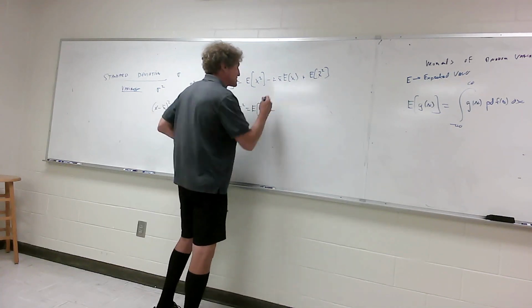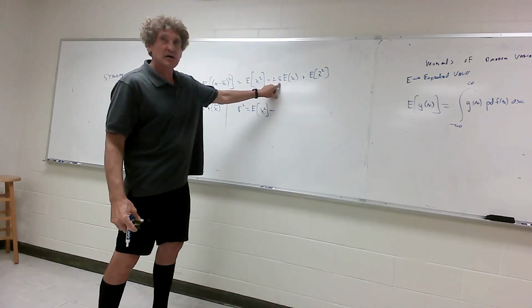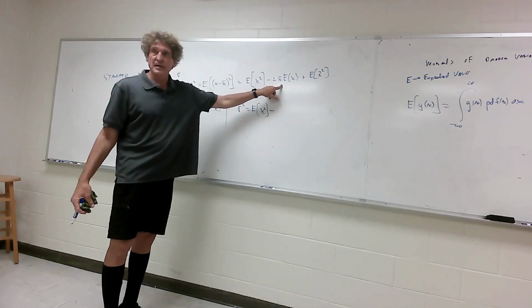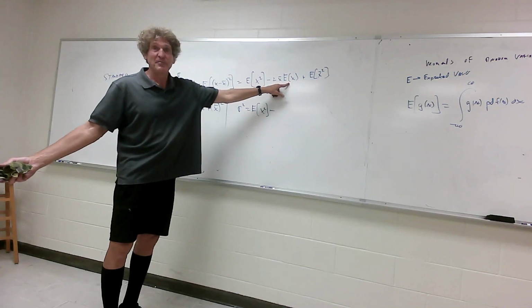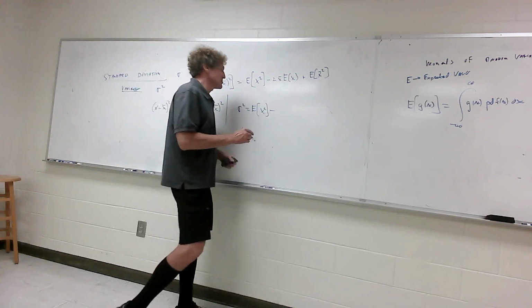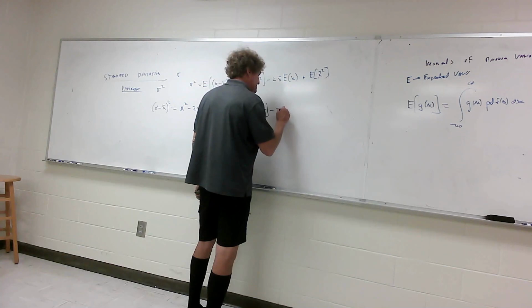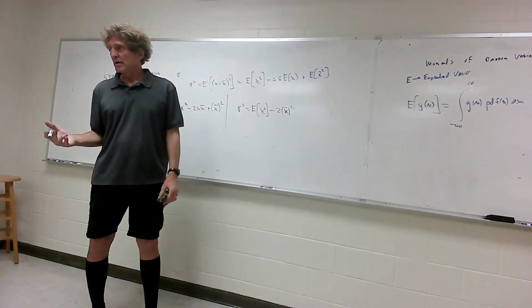Then it's minus 2 times x bar. Well, x bar is a constant. You all with me? That's a known value. And what's the expected value of x? It's x bar. So it's really minus 2 x bar squared. You all with me, class?